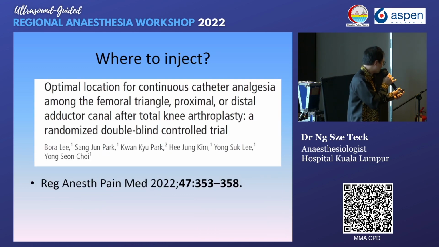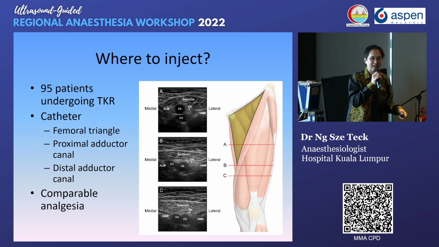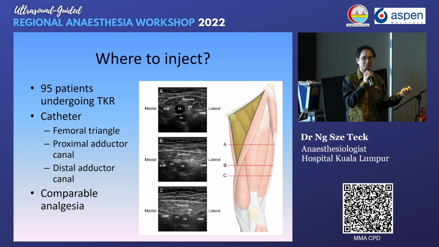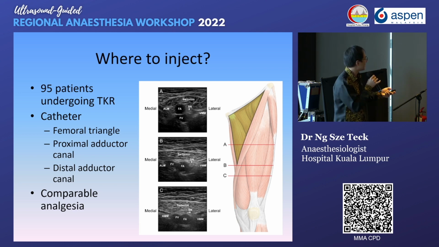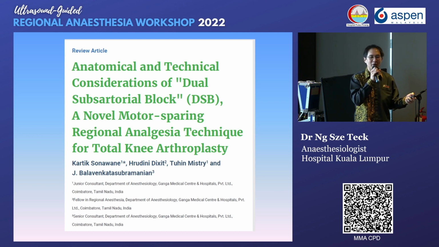Again, another paper on the optimal location for the catheter. This paper used 3 different sites, but never mind, let's focus on A and C. A is inside the femoral triangle, and C is inside the adductor canal. They found no difference in analgesia, pain score, or morphine requirement. So now there's a new concept: why not we block both?